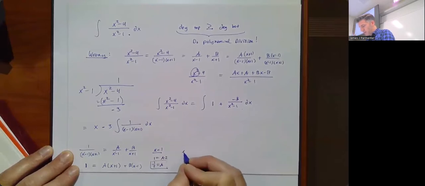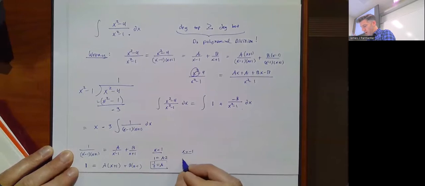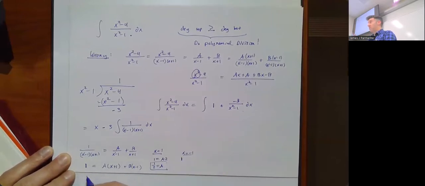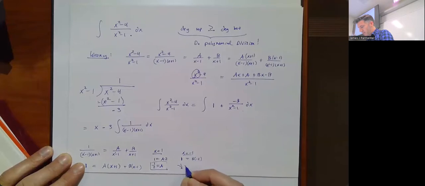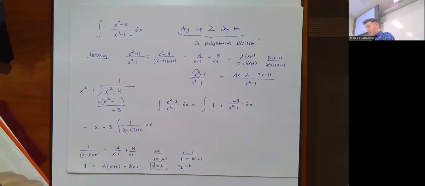So a is equal to 1/2. And if x equals negative 1, there's nowhere to plug in x on the left, so we just get the constant term, 1, equal to a times 0 plus b times negative 2. So b is going to equal negative 1/2. And then that's what we're going to write over here.